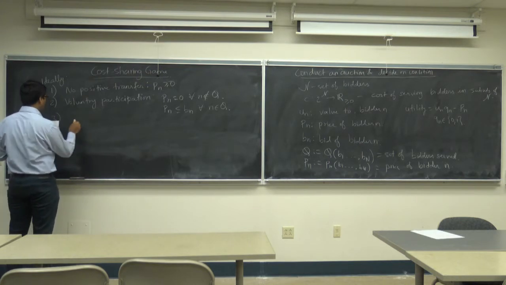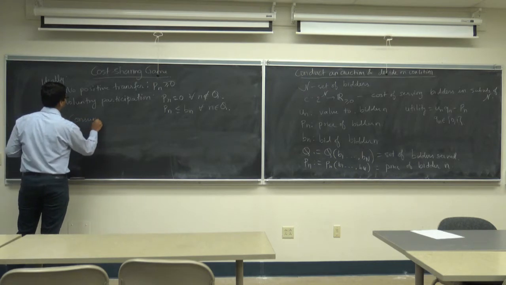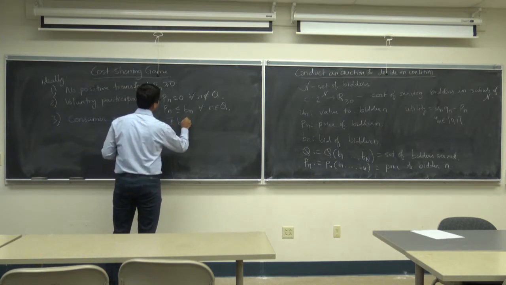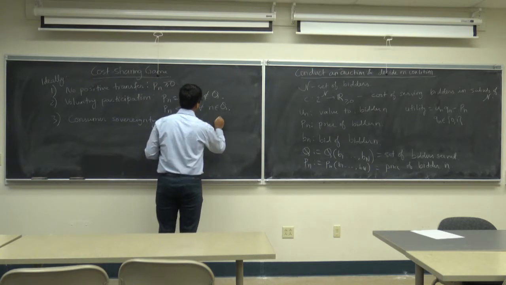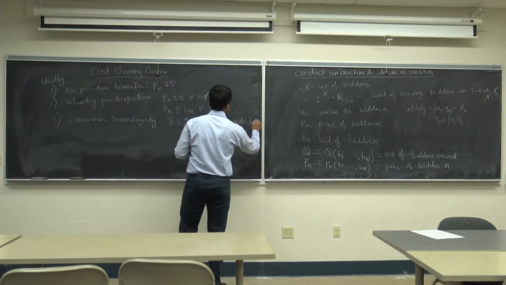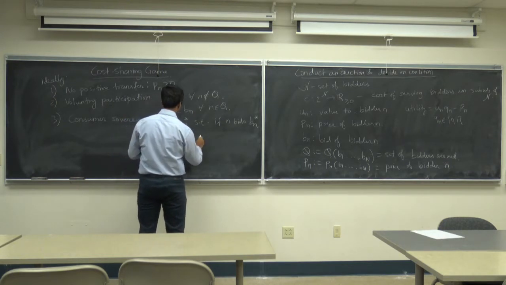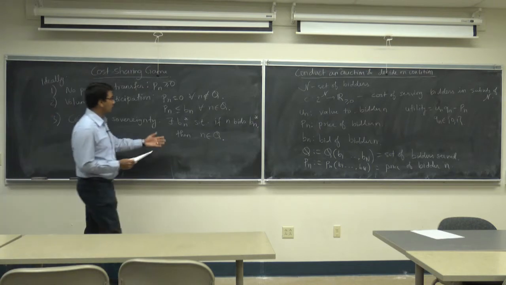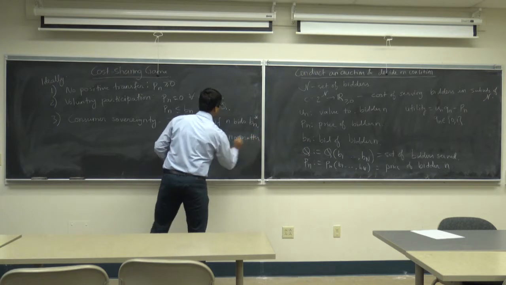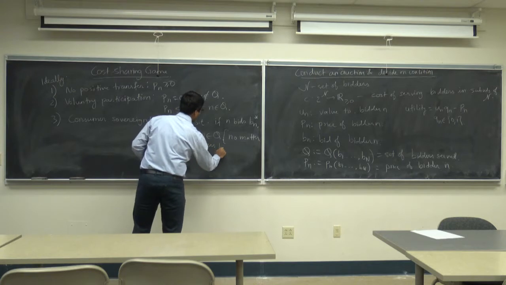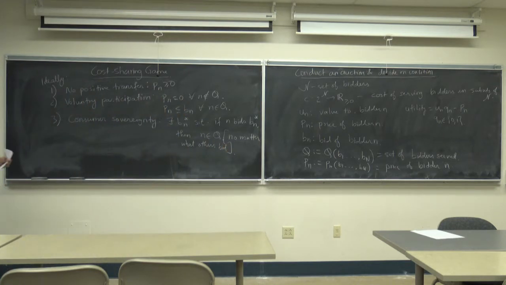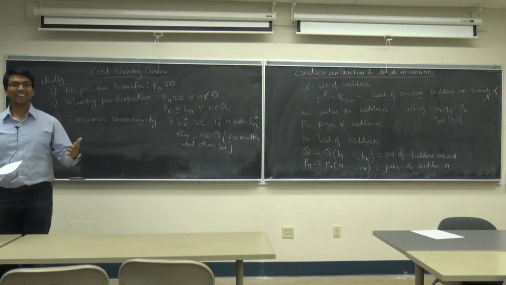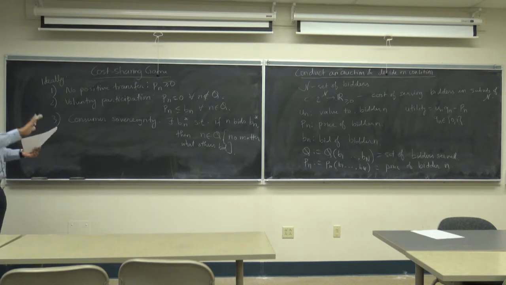The third condition is consumer sovereignty, which says there exists a BN star such that if n bids BN star, then n is in the set of people who are serviced, no matter what others bid. So if I want to go from here to the airport and I'm willing to pay $1,000 for that, Uber will definitely give me some service. They won't say that they don't want to give me any service, no matter what happens, no matter what others are bidding.